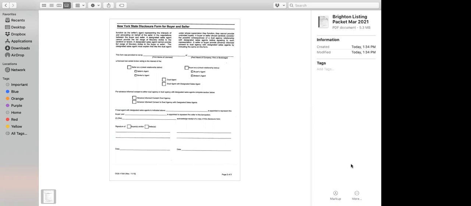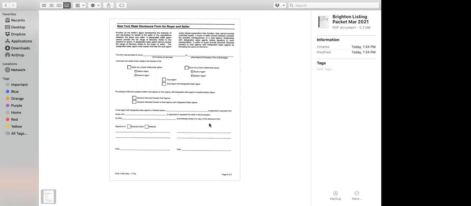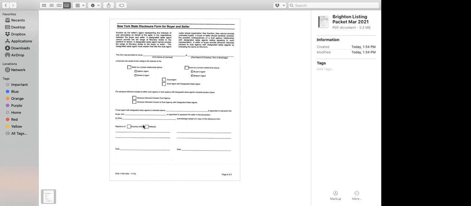Any other questions? But that's not the box being checked for advanced informed consent for dual agency. You're technically not being a dual agent though. Correct. So the form that we talked about before is when you sit down with the seller. You're explaining what a seller's agent is and what these are. Now that form is handed in. Now you have the house listed, you're doing an open house.